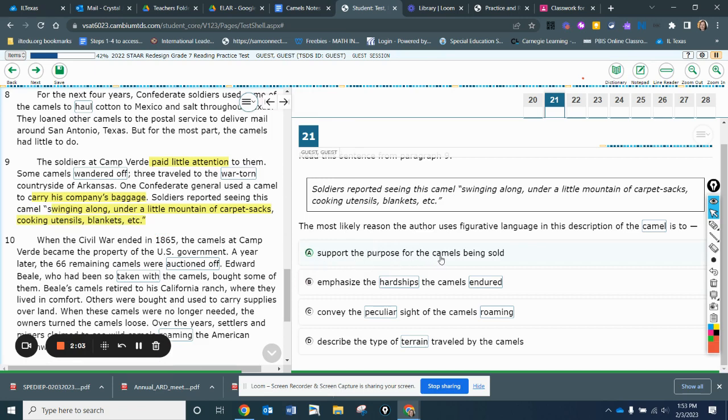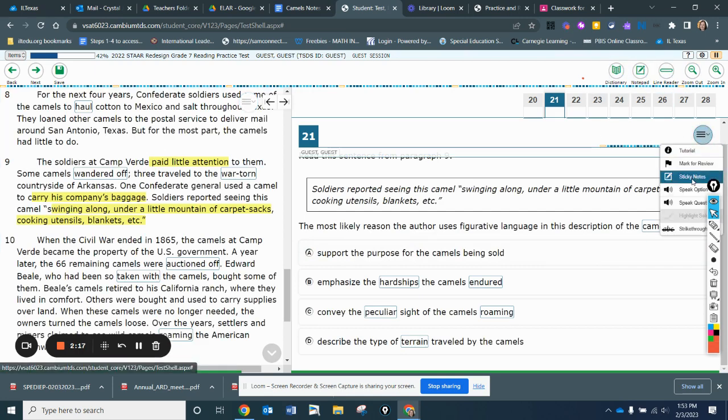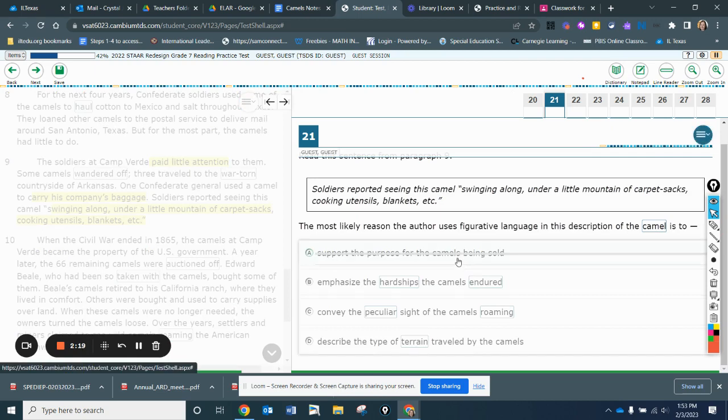A, support the purpose for the camels being sold. Okay, so I know that's not true because this has nothing to do with camels being sold. So I can mark that off. Where's my mark off thing? Oh, here it is. Okay, strike through. That was fun. Okay, now let's go to the next one.